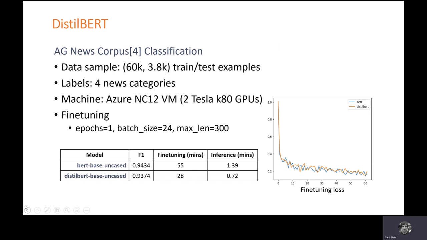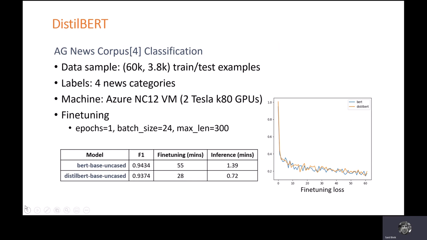This dataset has four labels, or news categories, and I ran this on two Tesla K80 GPUs on an Azure machine. It's an NC12 virtual machine. Now I had some restrictions on the batch size and length of the sequence because of GPU memory issues. So I picked a 24 batch size and 300 max length. And I did this for one epoch. The data set is big enough, so you don't need to do more than that.